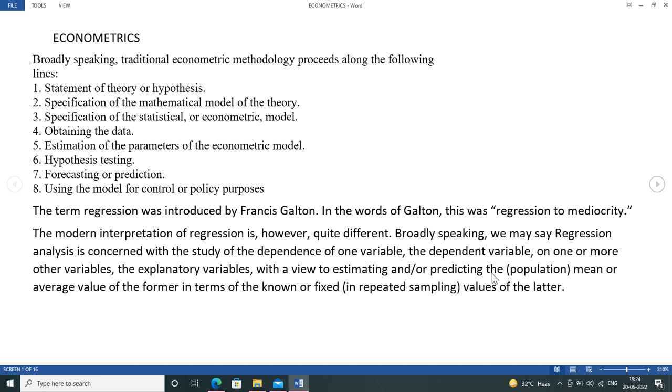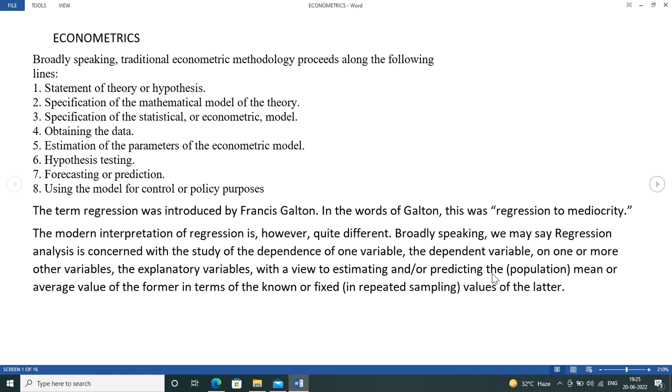And in the whole of econometrics, the term regression is heavily used. Regression is a subset of econometrics, but rather regression has a very heavy synonymous attachment with econometrics. The concept of regression was introduced by Francis Galton, where he observed that everything regresses to mediocrity. Now, like everything regresses to the mean or average.